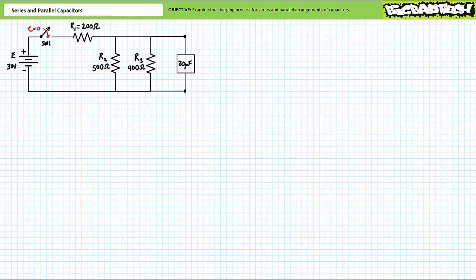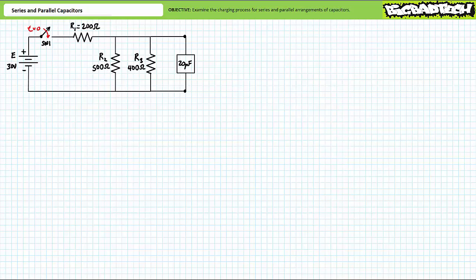Consider this circuit consisting of a 30-volt DC source, an open switch that closes at t equals 0, R1 a 200 ohm resistor, R2 a 500 ohm resistor, and R3 a 400 ohm resistor, and a box with the word 20 microfarads written on the outside.